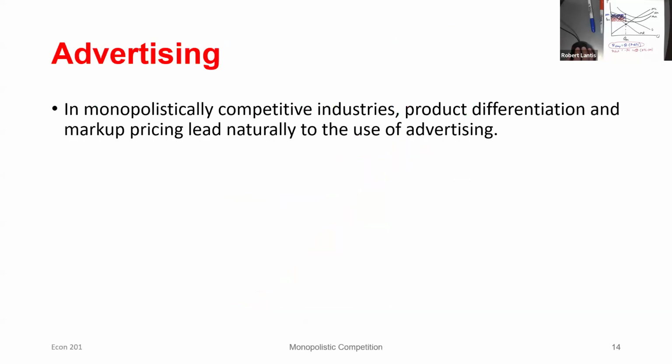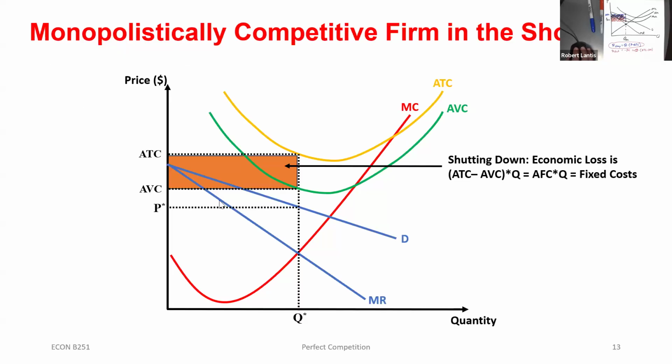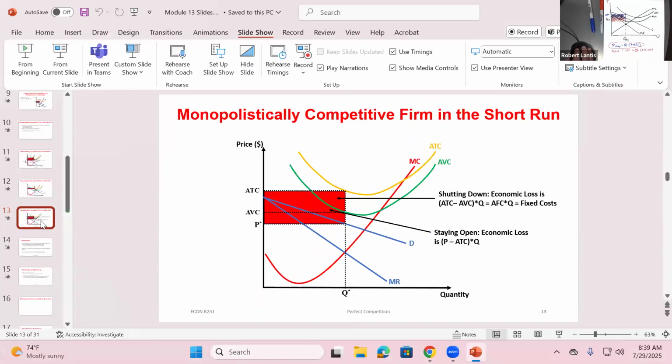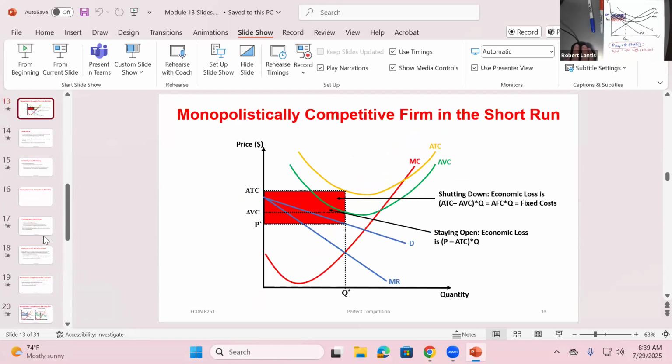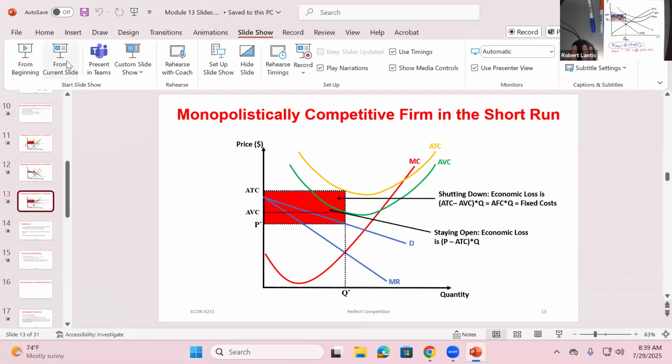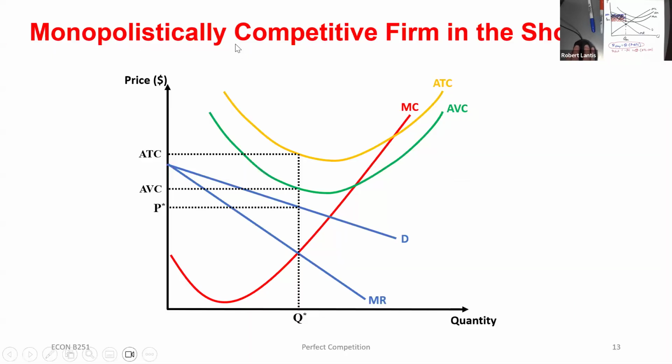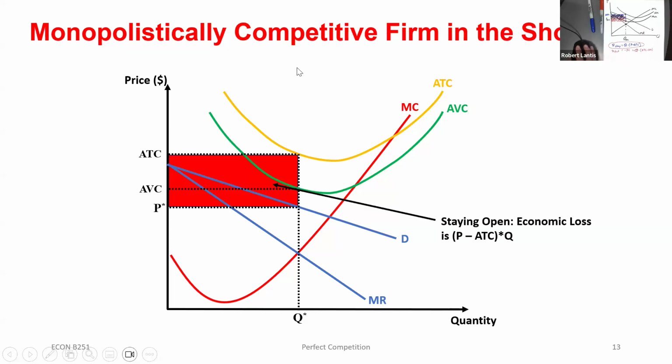Okay. Let's see where we're at here. Could do advertising. We'll say firm entry and exit, I think. Let's think if there's anything else I want to say here. I think that should be good. Oh, I'll make one point.